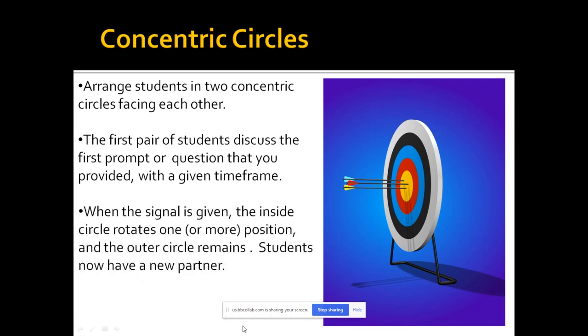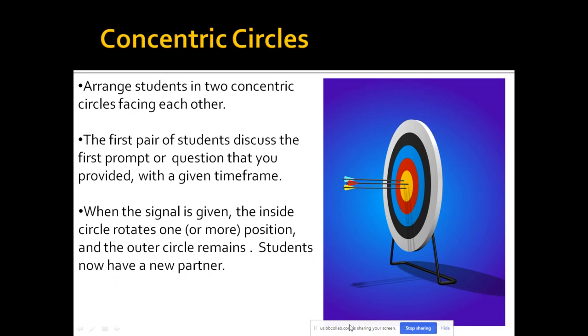When the signal is given, one of the students leaves. It doesn't have to be the inside person or outside person, but they rotate one or more positions. I did it where the outside moved and the inside stayed the same. It was just easier for the outside circle to move.